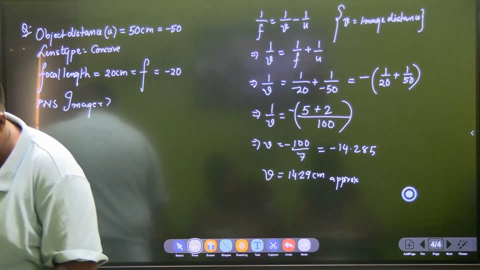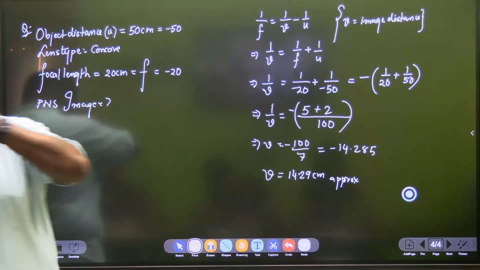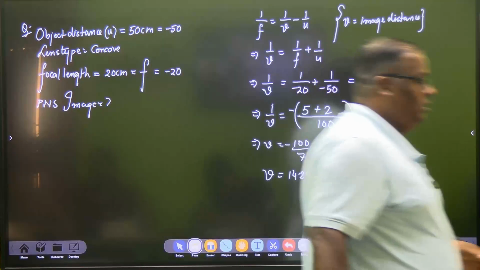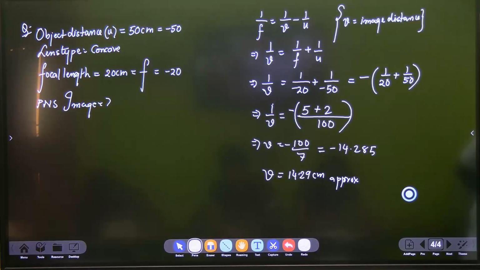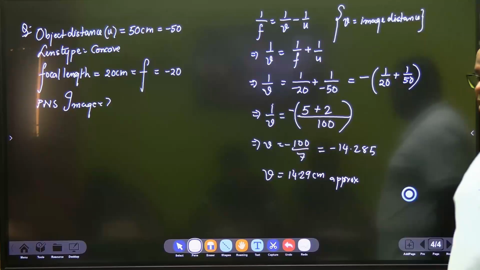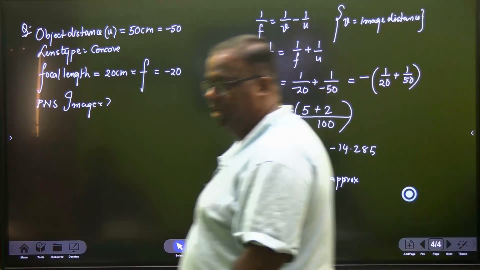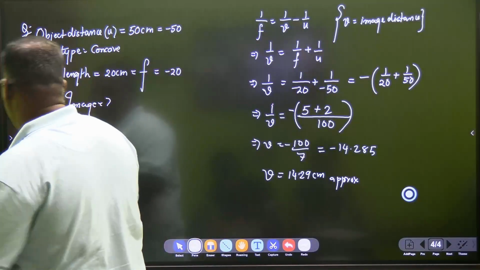Nature, you know how to disclose. The nature will be what? Nature will be virtual and erect. And what about the size? The size will be smaller than the object. Had they asked you to calculate magnification, now you can calculate the magnification also. Size you should not say from your mind. You should actually calculate the size.